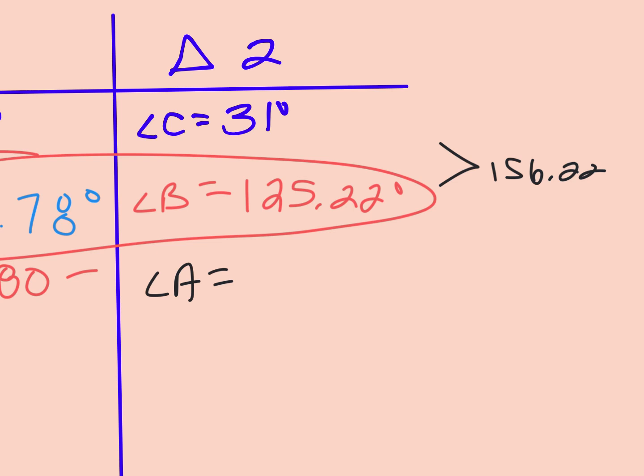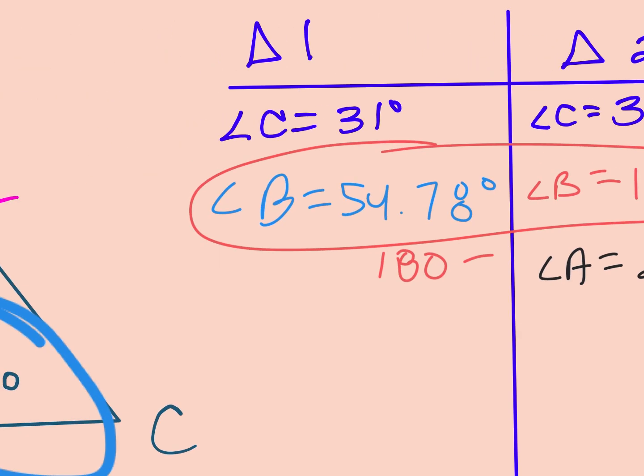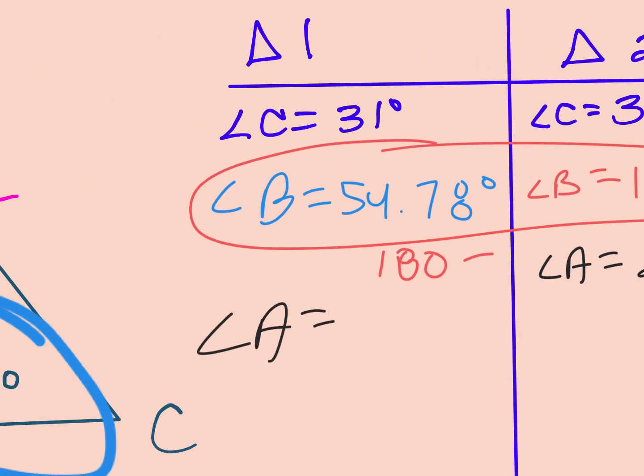So I'm going to say 180 minus 156.22. So angle A in triangle number 2 is 23.78 degrees. How big is angle A in triangle 1? How would I figure that out? I'm going to add these two. So 31 plus 54.78, I get 85.78. So angle A in triangle 1 is 94.22 degrees.